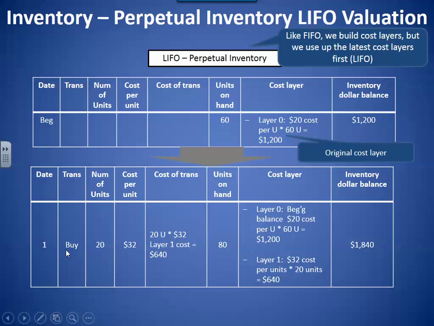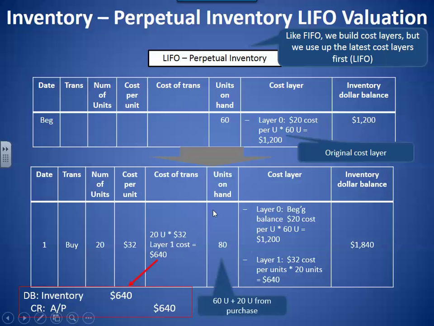Date number 1, we purchased 20 units. And if we take a look at this, the cost is $32. We purchased them for $32 a unit. So if we value the purchase, it's 20 units times $32, and that creates what we call a layer 1 cost of $640. Right now the cost of that transaction is $640. So we would have a credit to, let's say, accounts payable or cash, and a debit to inventory for $640.